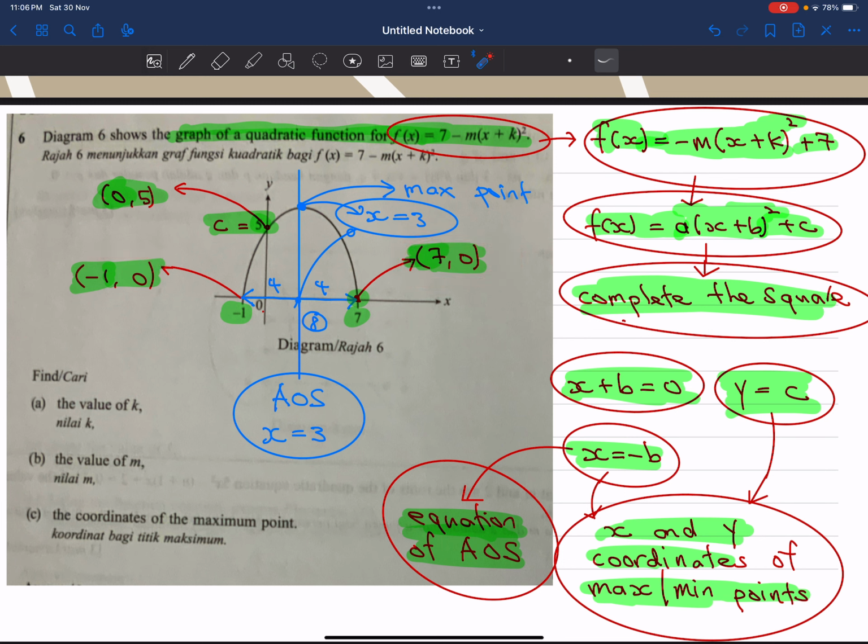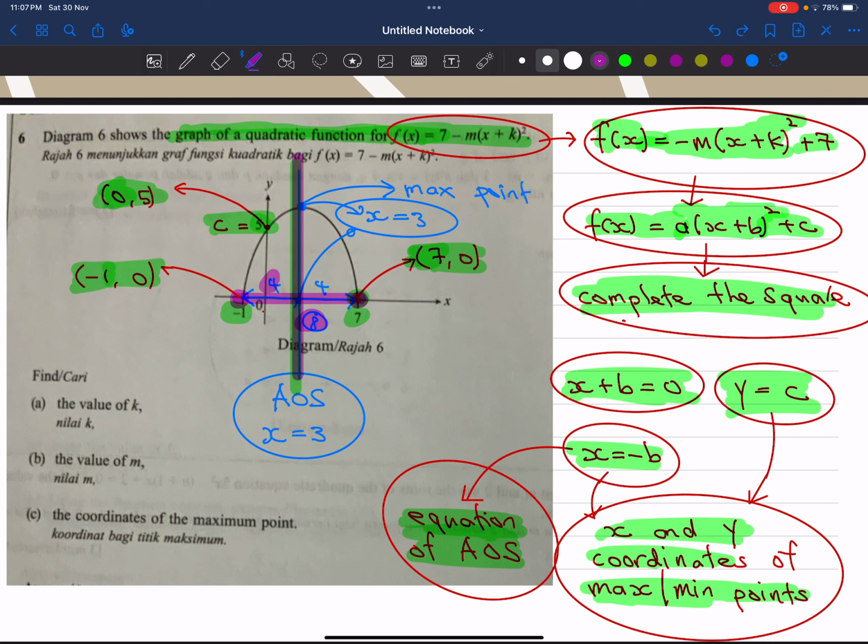And in this graph, in the shape of n, it has what we call the axis of symmetry, which goes through the maximum point. And remember, the axis of symmetry will divide the graph into two equal parts. Negative 1 to 0 is 1, and then 0 to 7 is 7. So the total length from negative 1 to 7 is 8. The axis of symmetry will divide the 8 into 4 and 4.